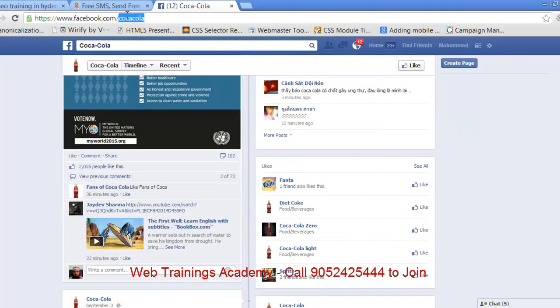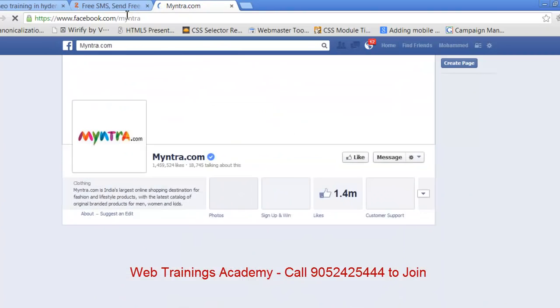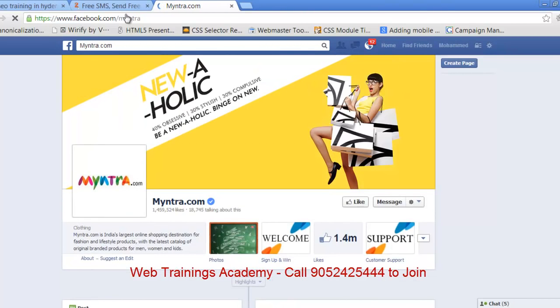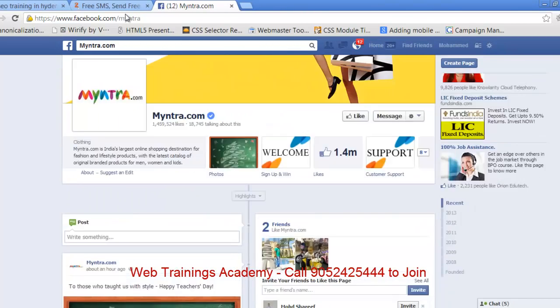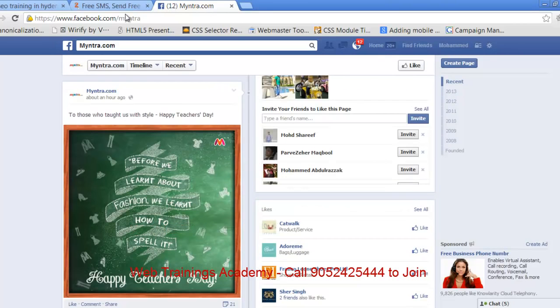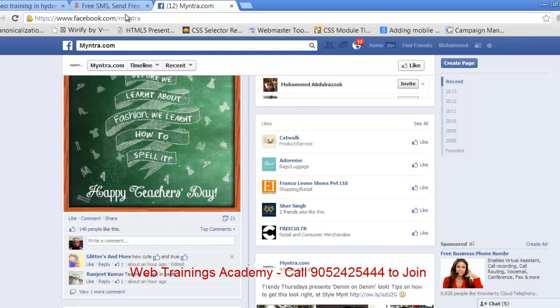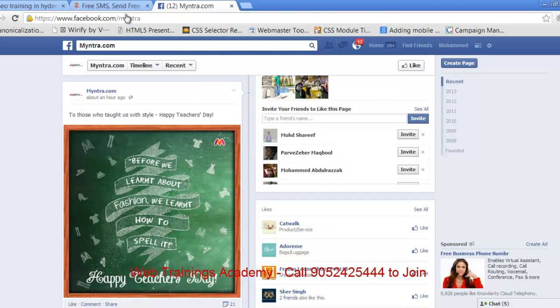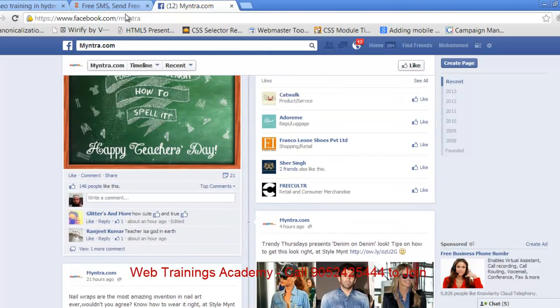That's the reason that if you take any company now, they compulsorily have some professional who will take care of this. Now have a look at Myntra.com. Already they have been liked by 1.4 million users, and 18,745 users are talking about them. And here, to those who taught us with style, happy Teachers Day, and they're just following up. So it's just a way of marketing and working in a real time scenario.